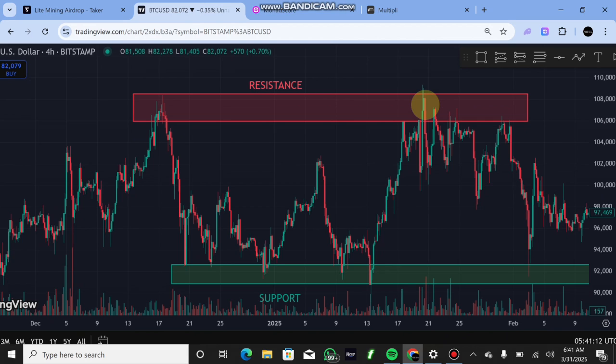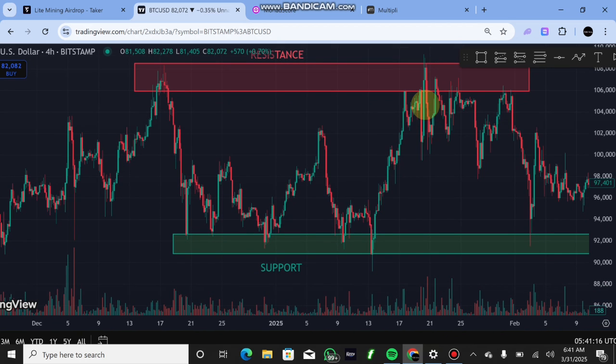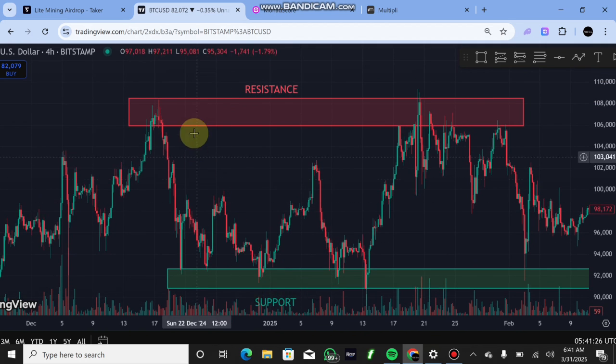Now the first step is to identify support and resistance. But before you identify support and resistance, what are support and resistance? Support is like a floor, a base that pushes price upward, while resistance is like a ceiling or a top that prevents price from going higher but pushes price downward.